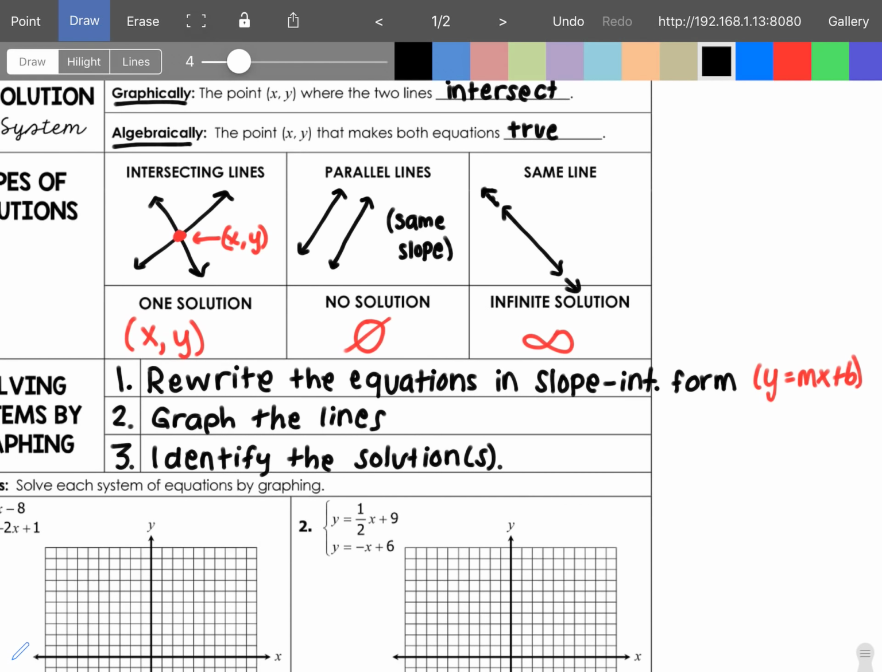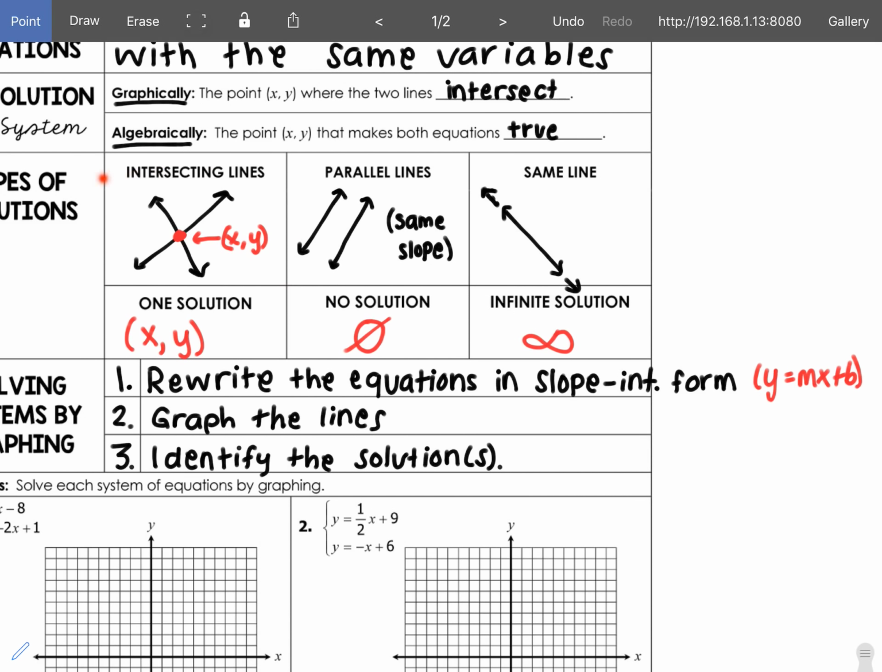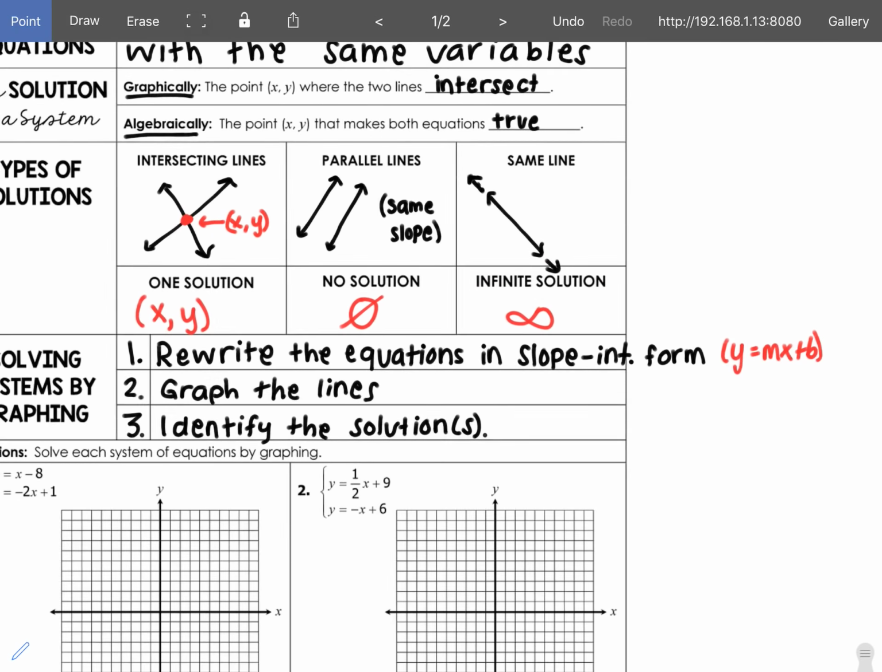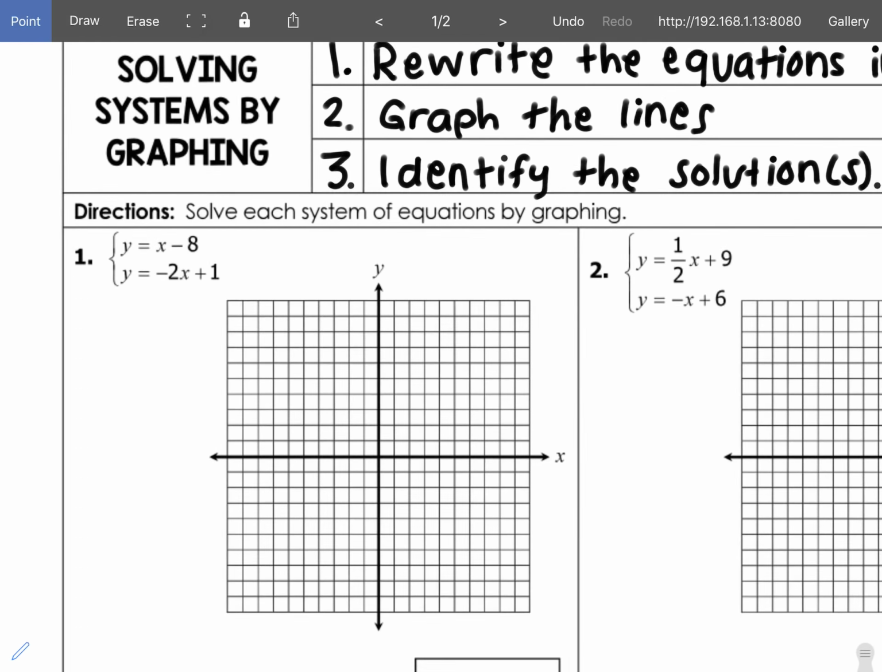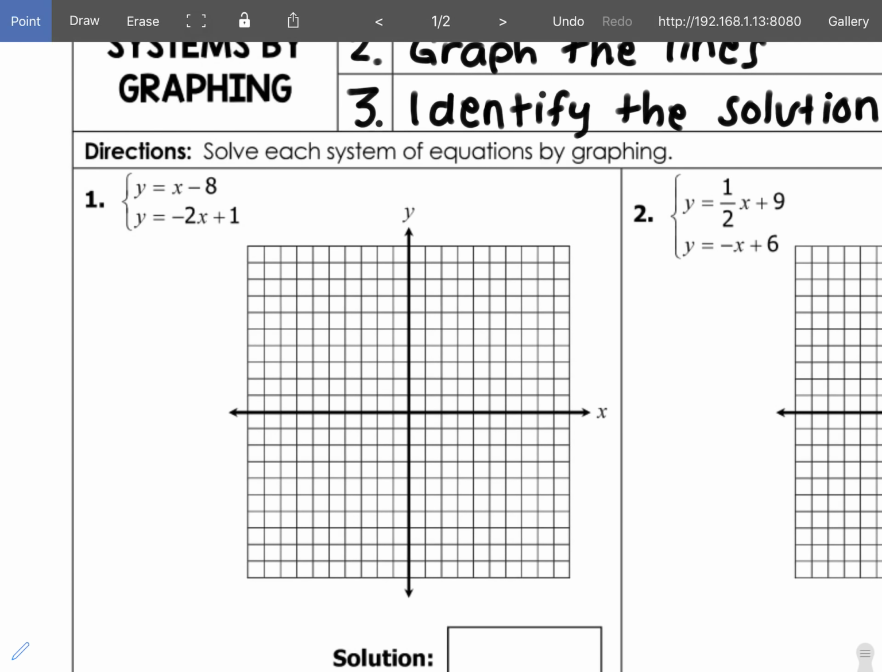These three. It's either going to intersect, the lines are going to be parallel, or it's going to be the same line. It's going to be one of those three. And if it intersects, there's one solution. If they're parallel lines, there's no solution. And if it's the same line, then it's infinite solutions. Okay? All right. So, solve each system of equations by graphing.